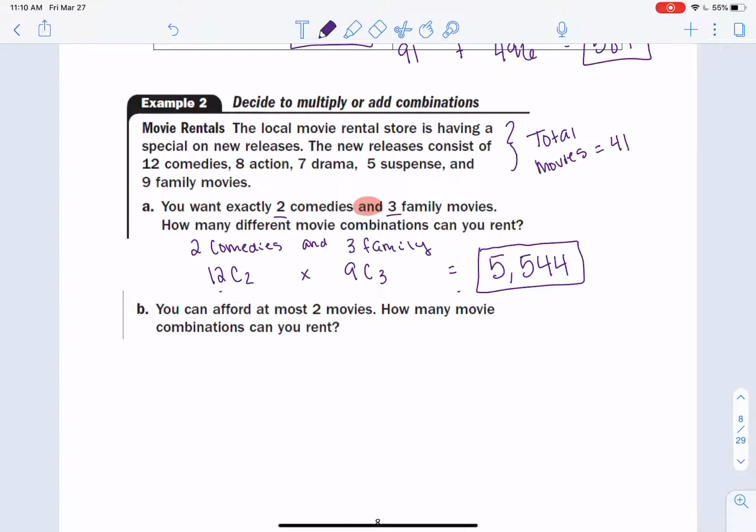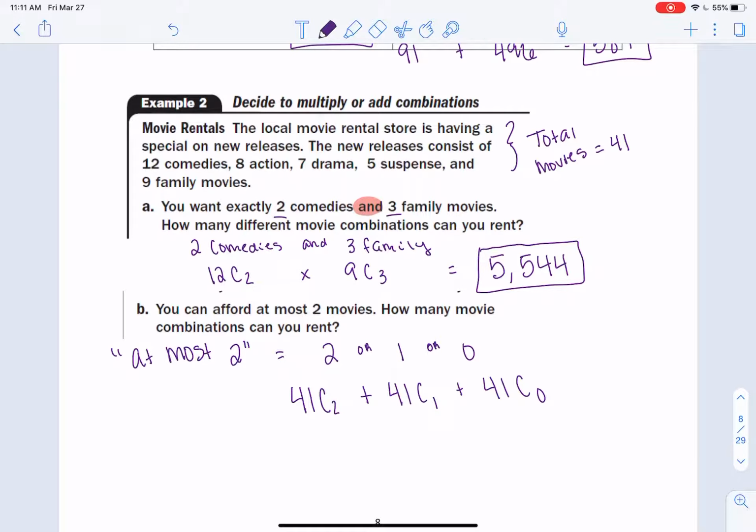Okay, so now you can afford at most 2 movies. How many movie combinations can you rent? So let's think about that language though, the at most 2. So that means we could rent 2 movies, or we could rent 1 movie, or we could rent 0 movies. It didn't ask us what type of movie or whatever. But we've got 41 movies total, and we could choose 2 of them. Or we have 41 movies, and we could choose 1. Or, which would be addition, we have 41 movies, and we could choose none.